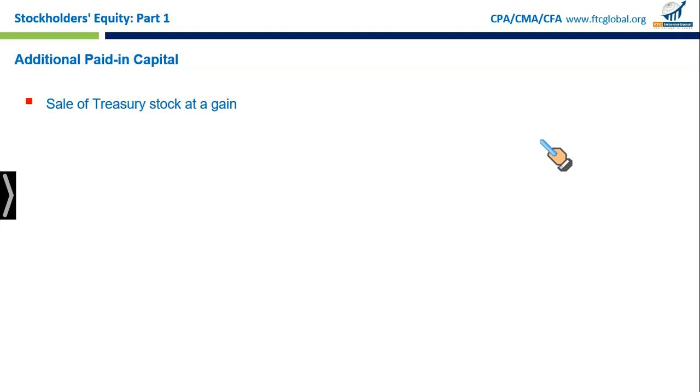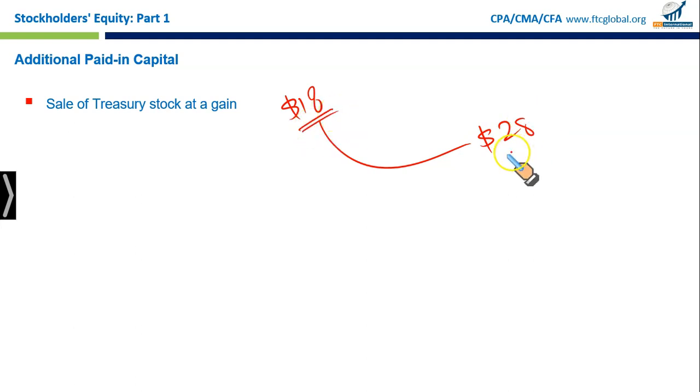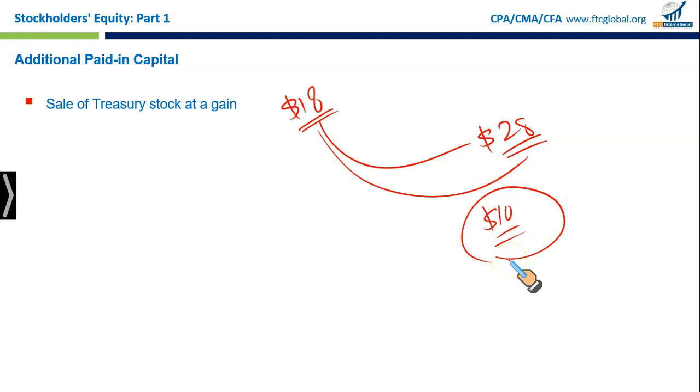For example, it can come from sale of a treasury stock at a gain. Let's say we sell a treasury stock which we bought at $18, and now we are selling it back to new shareholders at $28, for example. So this is our purchase price of this treasury stock. This is the sale price. This extra $10 is not income. It doesn't enter income statement. Please note, this is crucial. This is not income. This is credited to additional paid-in capital. So any gain on sale of treasury stock goes to additional contributed capital or additional paid-in capital.